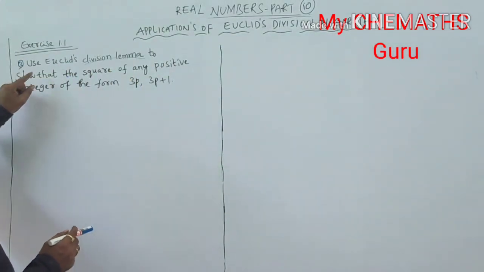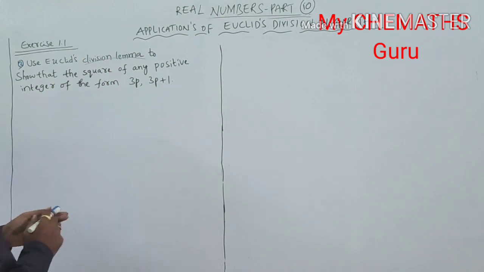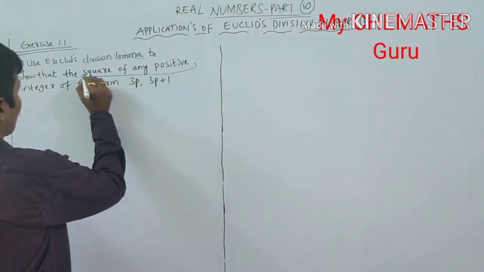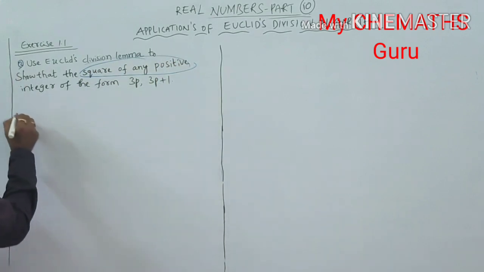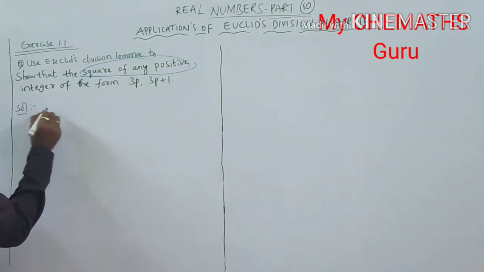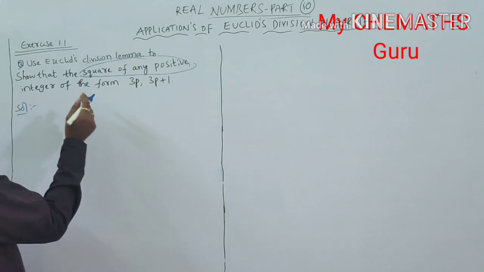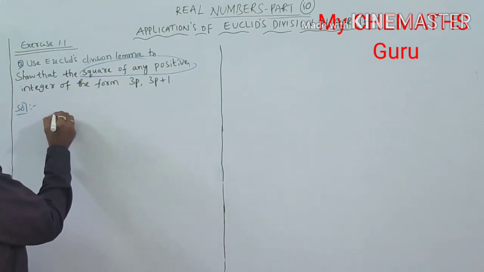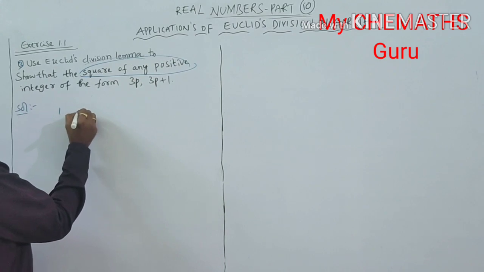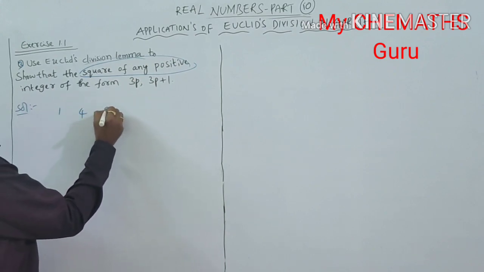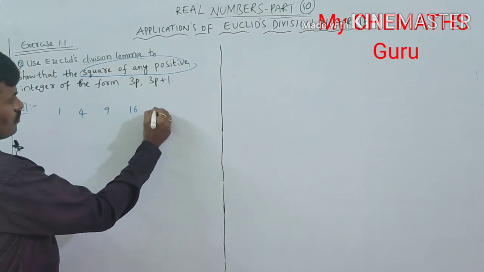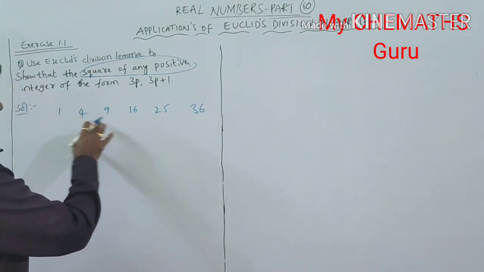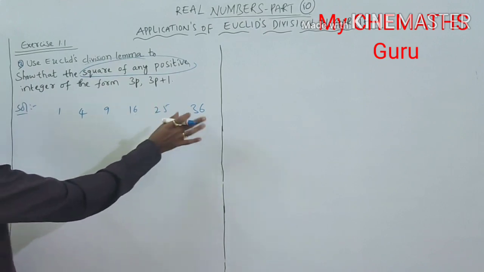See what is given here. Use Euclid's division lemma to show that the square of any positive integer. They are telling the square of any positive integer. What are the positive integers? What are the square numbers? 1, 4 is a square number. 9, 16, 25, 36. Yes, there are the first 6 square numbers.